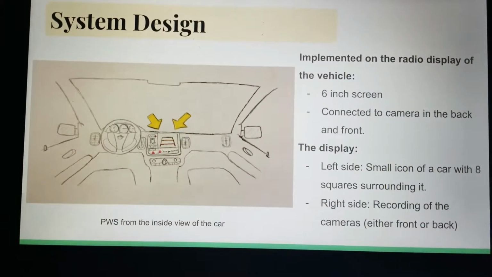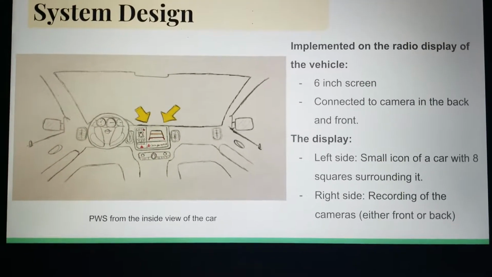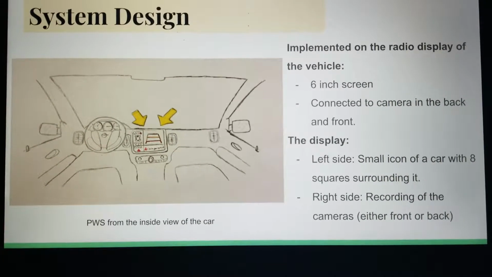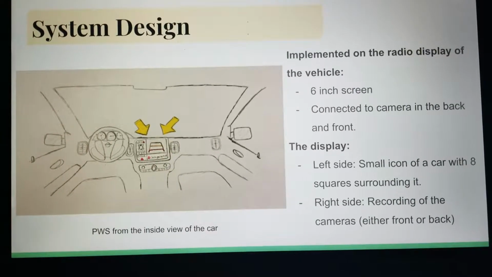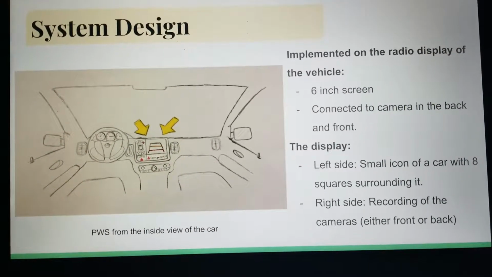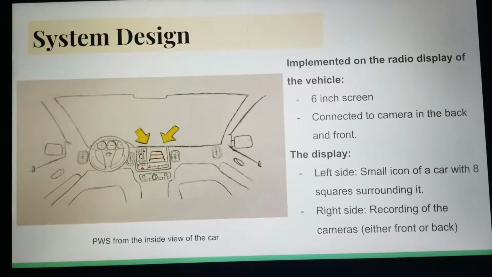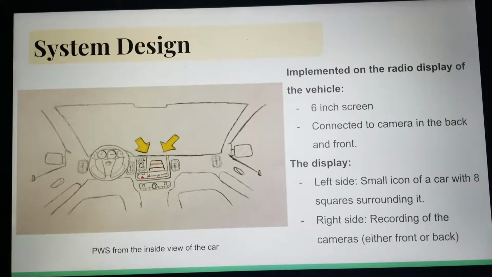The system design: our system will be implemented on the radio display of the vehicle. It will be a 6-inch screen that will be connected simultaneously to a camera in the back of the car and another in the front. On the left side of the screen, there's a small icon of a car with 8 squares surrounding it. And on the right side, the recording of a specific camera will be displayed.